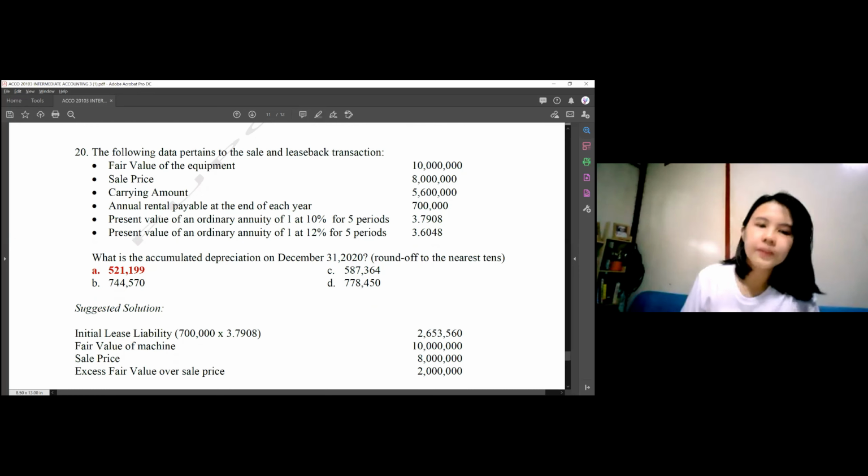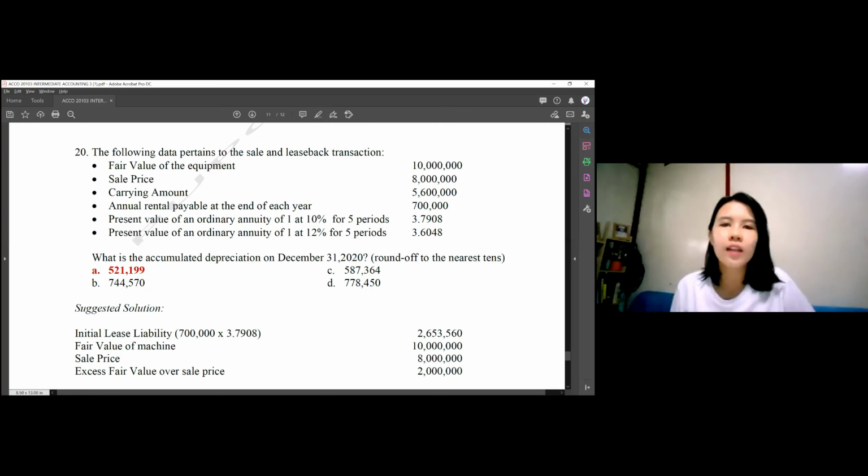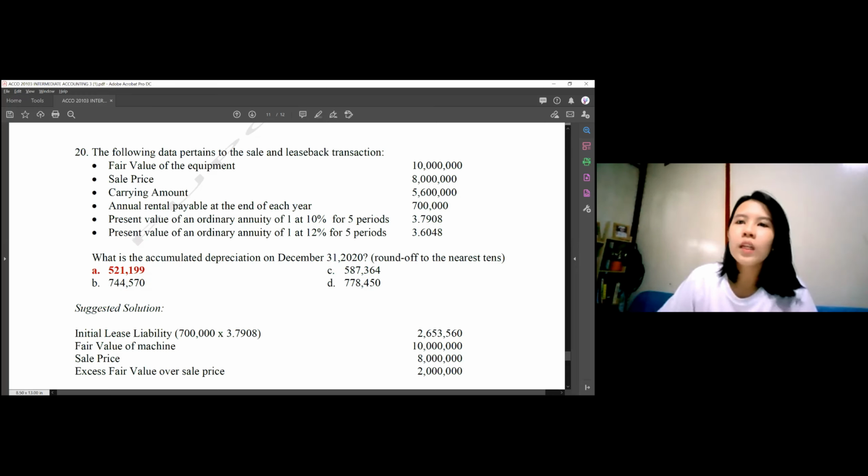So, ayan. As you can see, suggested solution, di ba? Multiply lang natin yung annual rental. Again, same procedure na ginawa natin kanina. Multiply natin siya by the present value factor. Then we'll get the initial lease liability. Again, we will compare the fair value and sales price. So, 2 million yung difference nila. And then, we'll add this up to the initial lease liability. Diba? So, kung ang initial lease liability ay 2,653,560, plus 2 million excess fair value over sales price, we'll get 4,653,560.